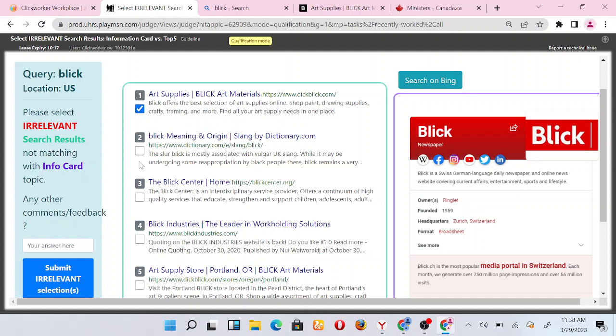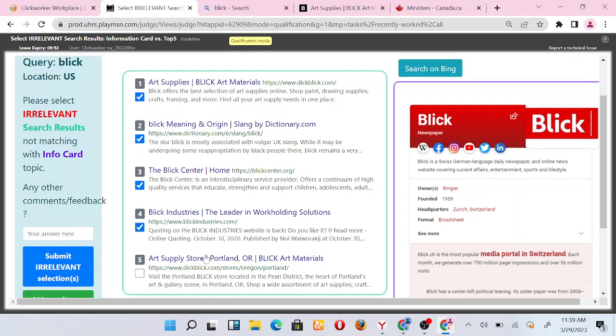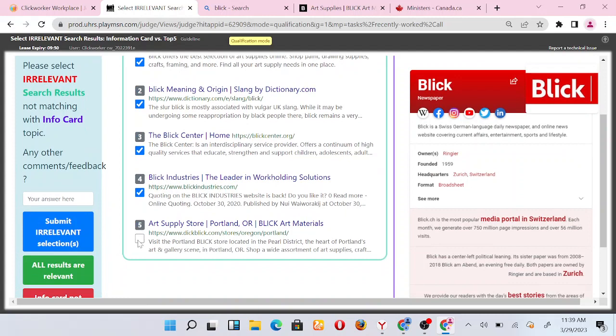So it comes. This one is talking about the Blick meaning. This is bad because they are talking about newspaper here. The Blick Center, Blick Center is an indisciplined service provider. It's bad also. Blick Industry, the leader of worldwide Blick industry. That's what I'm talking about. Now we are talking about the Blick, so they are all irrelevant.